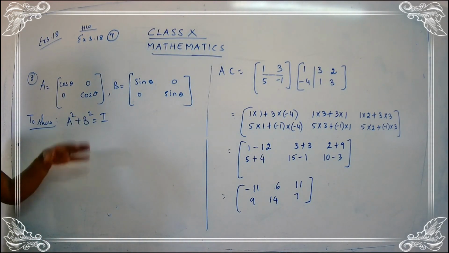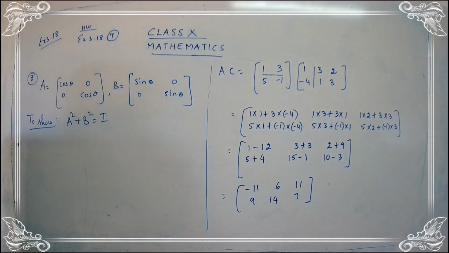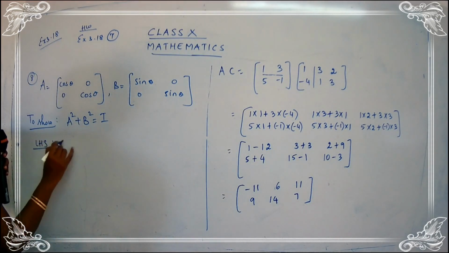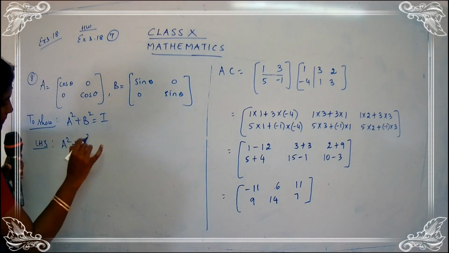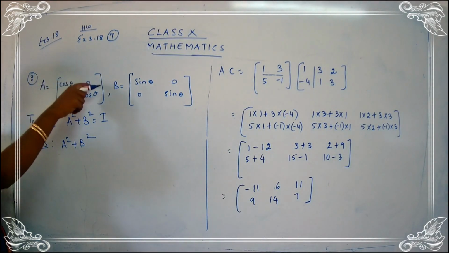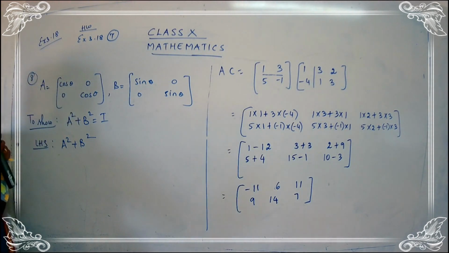We are going to follow the same procedure as we have followed for the previous sums. So take down the LHS part, A square plus B square. So what are we going to do here? First of all, we are going to find out A square. Come on, let's do the work. I have told you, do not square directly, cos square theta, 0, 0, cos square theta. That is totally wrong, children.